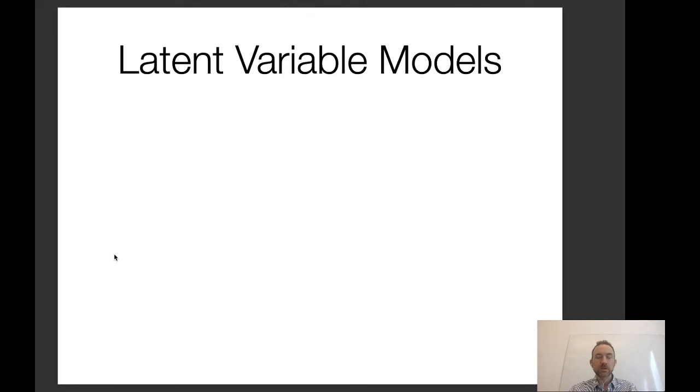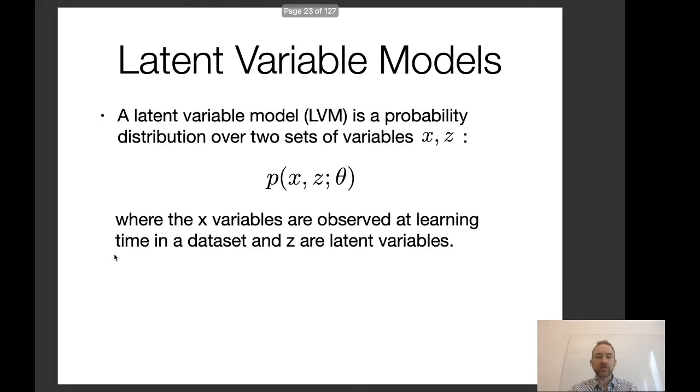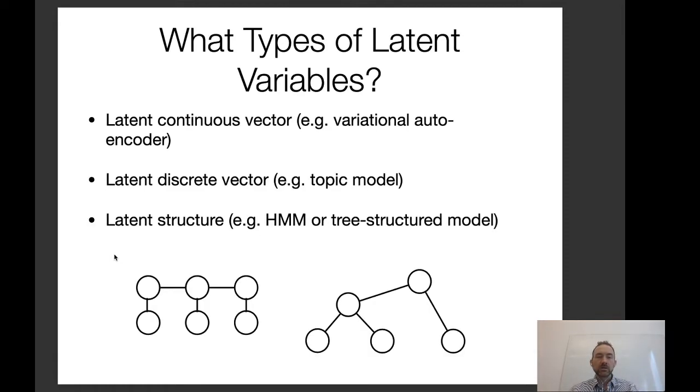Okay, so now let's think about latent variable models. So a latent variable model is a probability distribution over two sets of variables, x and z, where the x variables are observed at learning time in a data set, and z are latent variables. But in contrast to the hidden states or attention matrices that we talked about before, these z variables are not deterministic, but rather they're random variables.